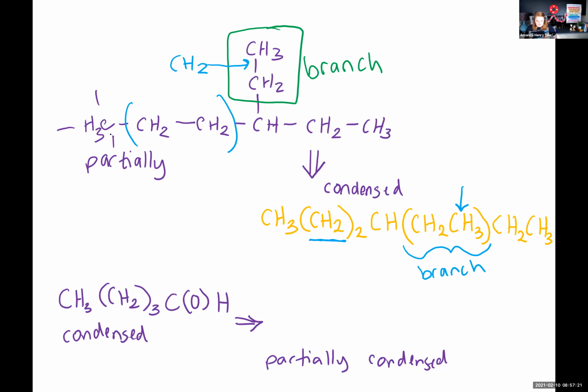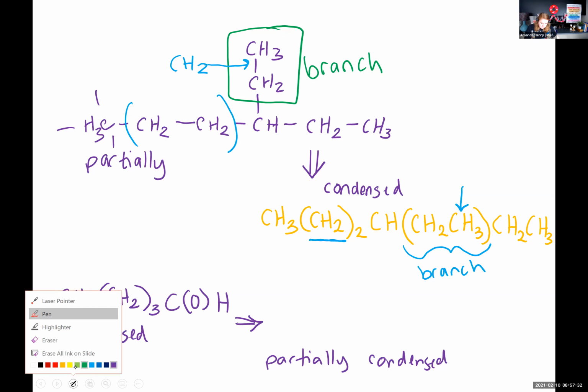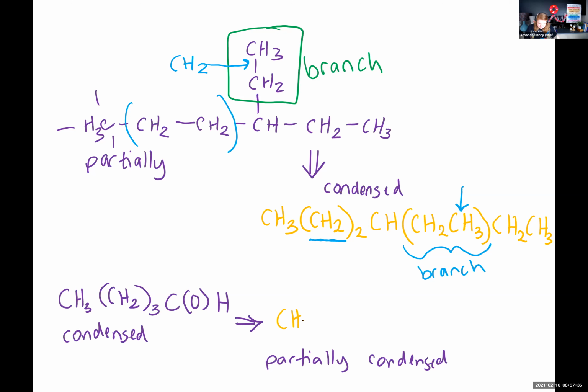Okay, so we have CH3 and then 3 CH2s in parentheses, and then C with an O in parentheses, and then an H. So I know that I'm going to start with a CH3. What is bonded to that CH3? You can answer in the chat also. CH2. Sometimes that works better depending on where you're at. But what would come after that CH2?